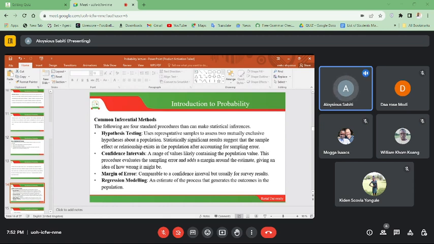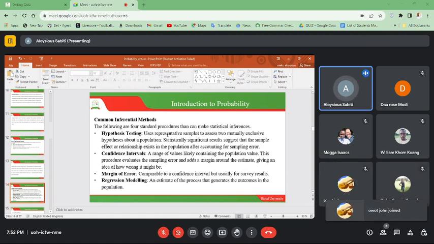Or if you wanted to understand whether the level of education affects contraceptive uptake, then using regression modeling, you can generate the outcome. An odds of one against zero would mean that women, or men, or people who are educated are less likely to use a particular contraceptive than the others who are not.